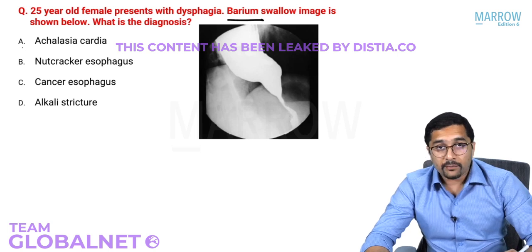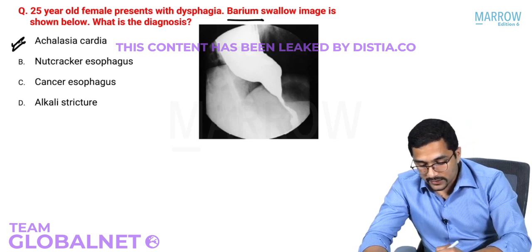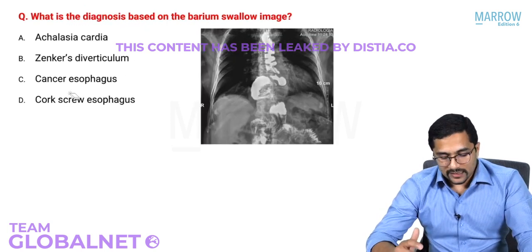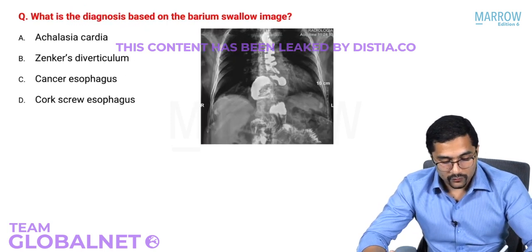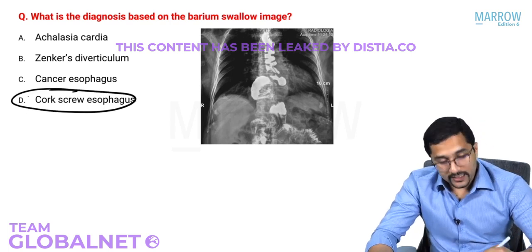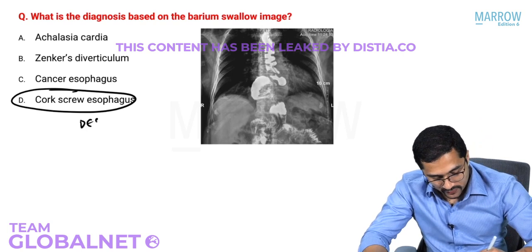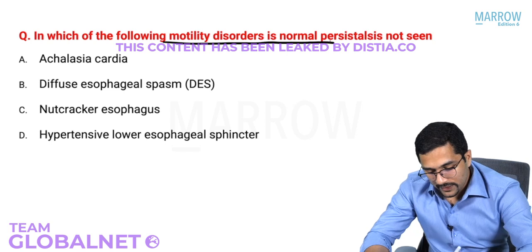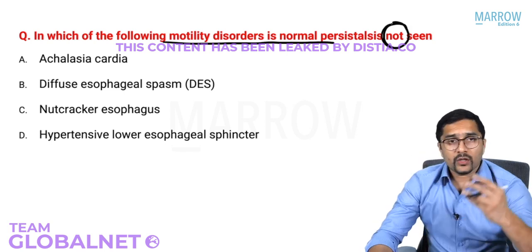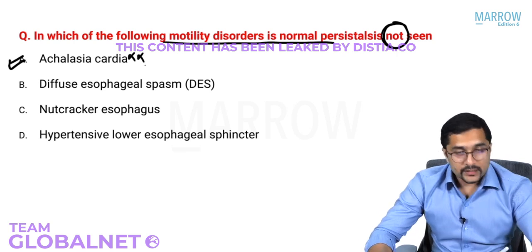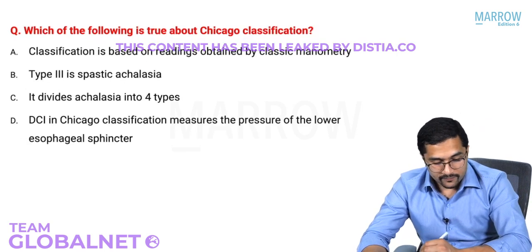You have a bird's beak appearance on barium. This is seen in achalasia. Another question asked in the FMG exam: this typical barium appearance of corkscrew esophagus is seen in patients with distal esophageal spasm. In which of the following motility disorders is normal peristalsis not seen? We know normal peristalsis is not seen in achalasia. In achalasia, we don't see any normal peristalsis.